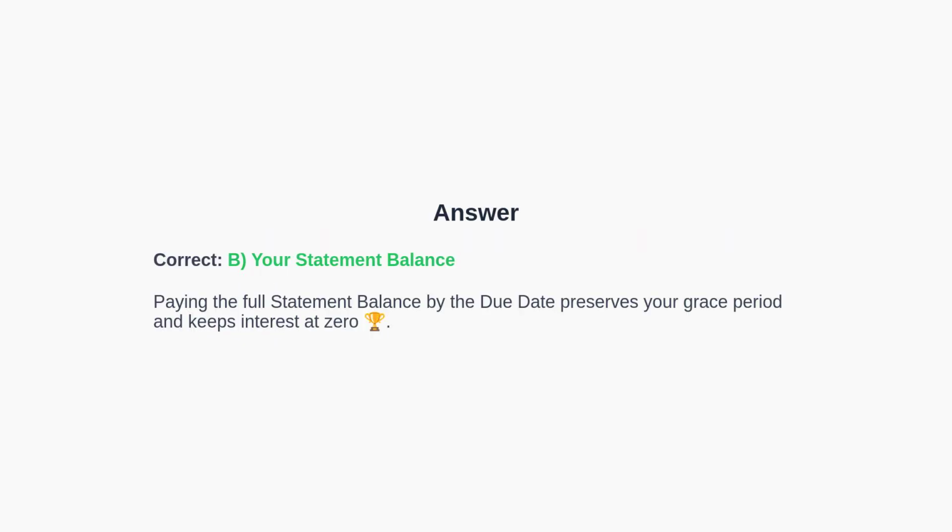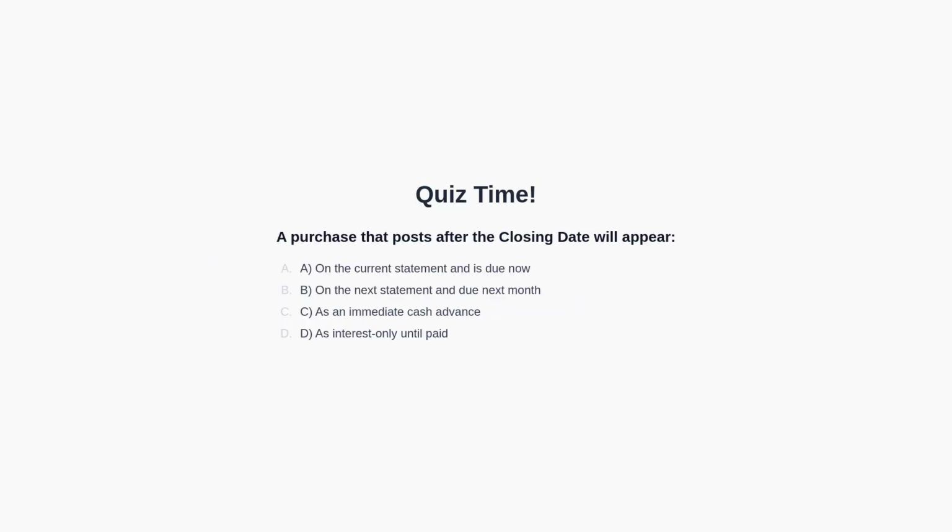The correct answer is B, your statement balance. Paying the full statement balance by the due date preserves your grace period and keeps interest charges at zero. Here is the second quiz.